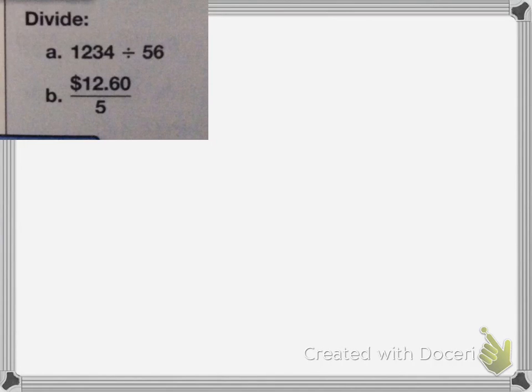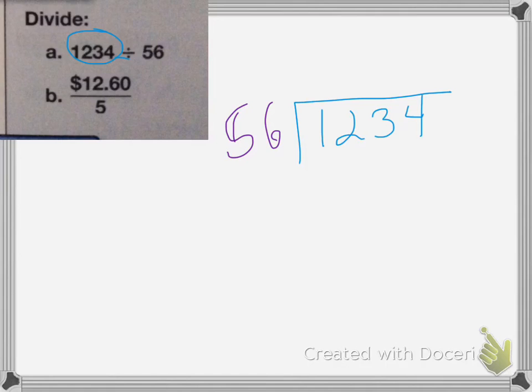Alright, with division, we're going to turn these division problems into a division bar. So we have 1,234 divided by 56. When the problem is written this way, the first number always goes in the box. That's what I like to say. So if I draw my division box, the first number always goes inside, which means the second number is what goes outside. And I'm going to divide.